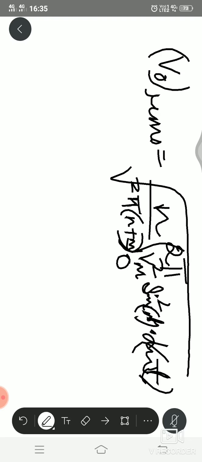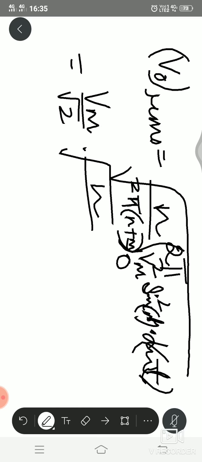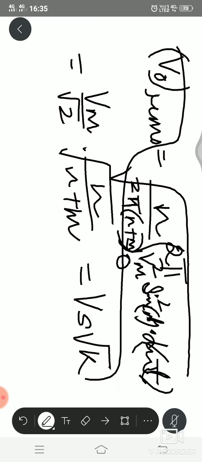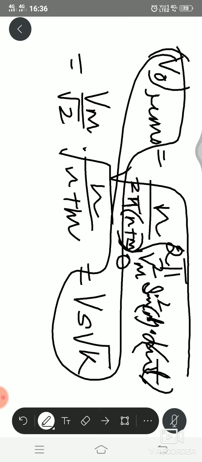Now when we are solving this, you need to solve it out. After solving, it comes out like this. We can finally write Vs into square root of k. So this is the formula. Let us name it as equation number 1: V0 RMS equals Vs square root of k.